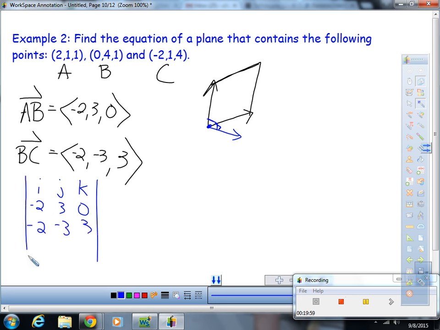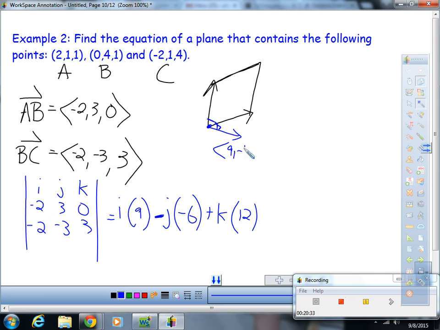The cross product is equal to i times 9 minus 0 plus j times negative 6 minus 0 plus k times, I told you, I do it wrong all the time, plus k times, okay, 6 minus negative 6, so that's 12. Okay, so we know that this blue vector there is 9, negative 6, 12. And that is perpendicular to our plane.